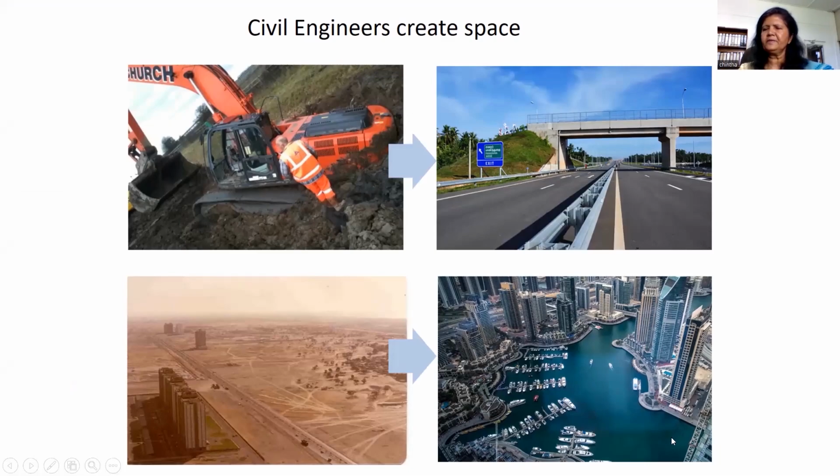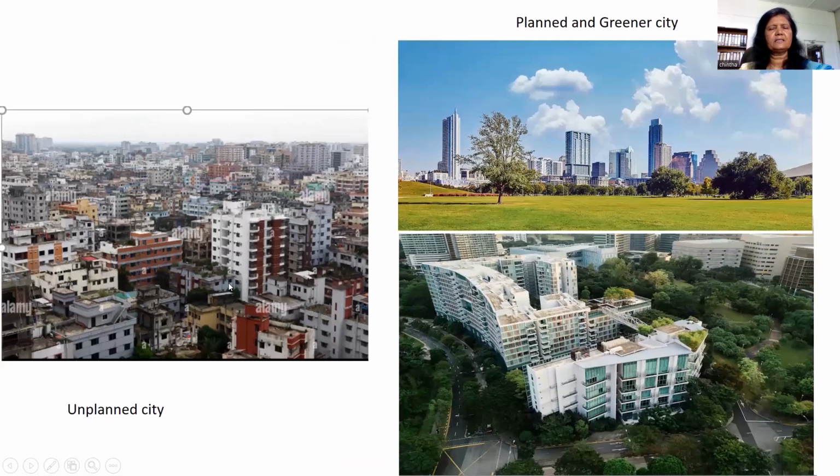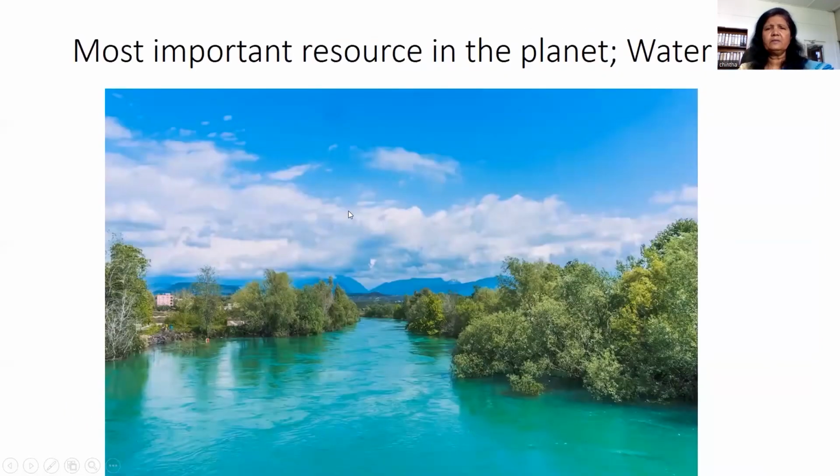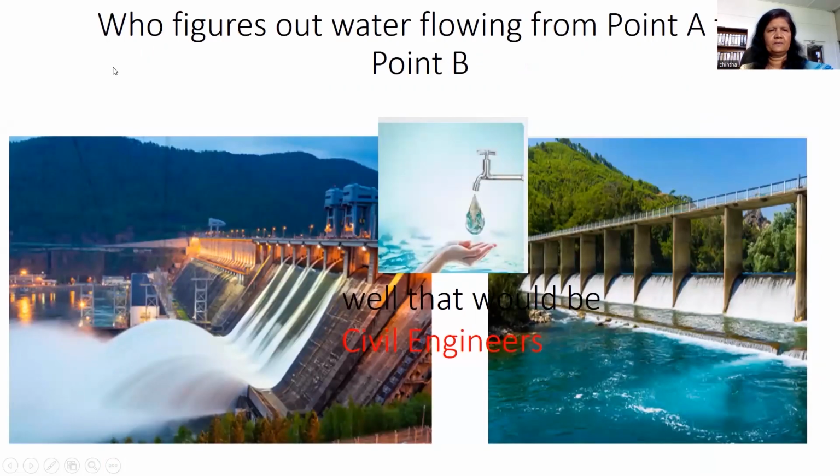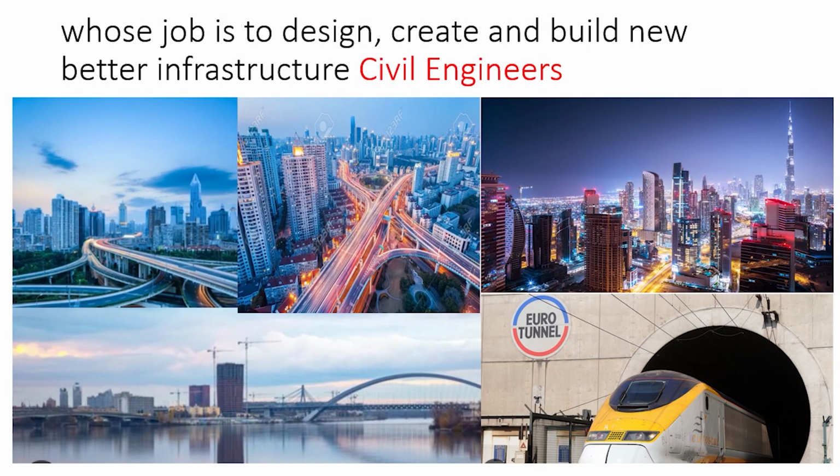Civil engineering is a field that has the power to shape the world and improve the lives of people. As you can see, the bare land will be converted into usable cities. Unplanned cities will be converted into planned and greener cities. The most important resource on the planet, water. Who figures out water flowing from point A to point B? That would be civil engineers, whose job is to design, create, and build new, better infrastructure. That would be civil engineers.